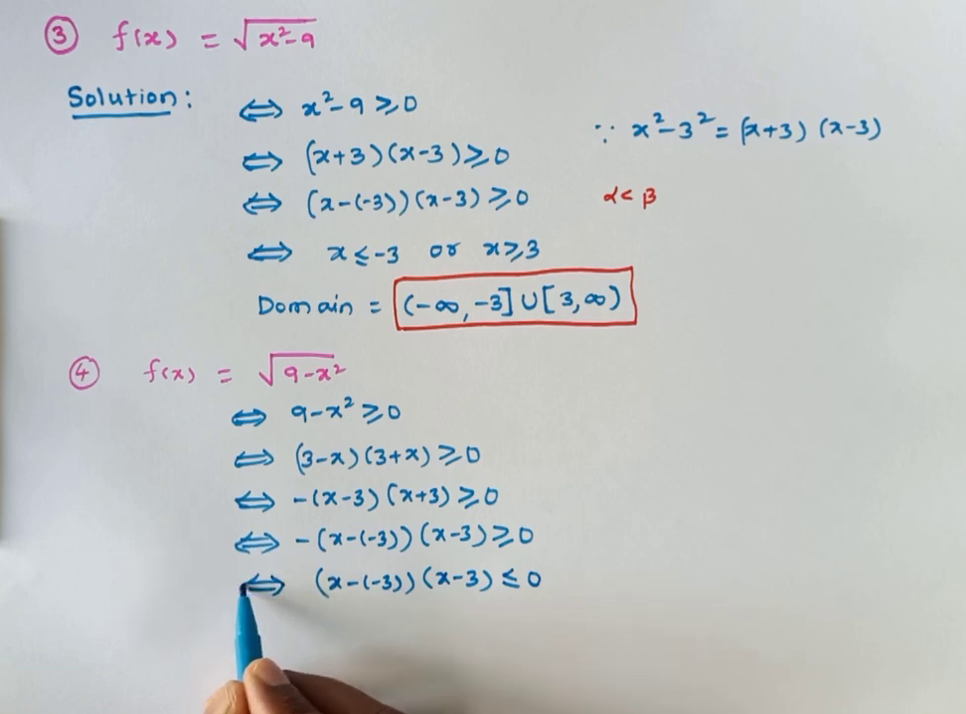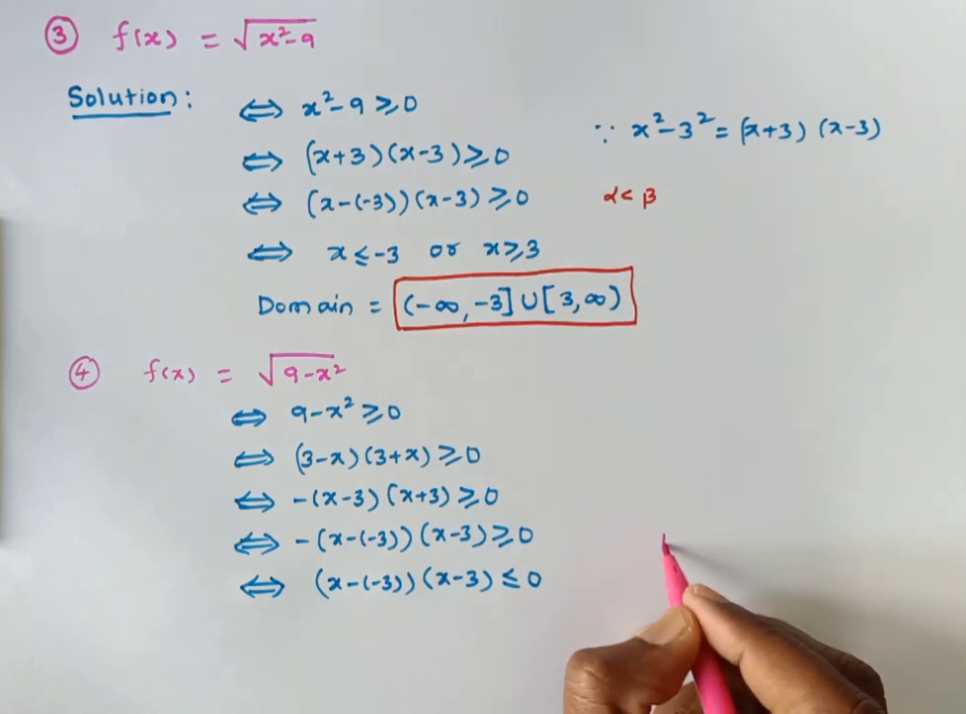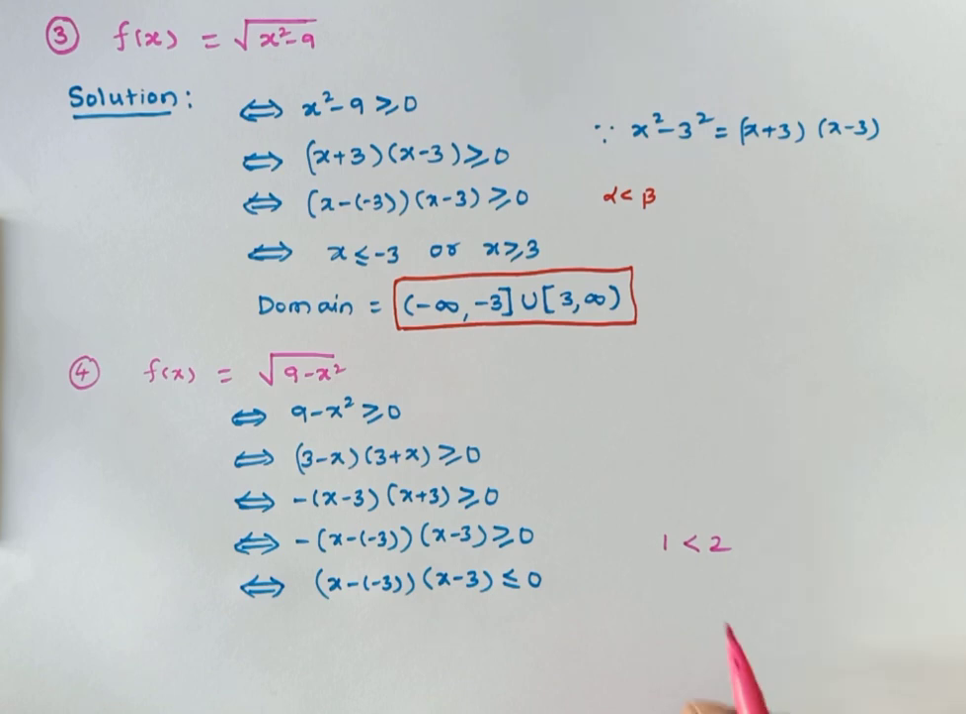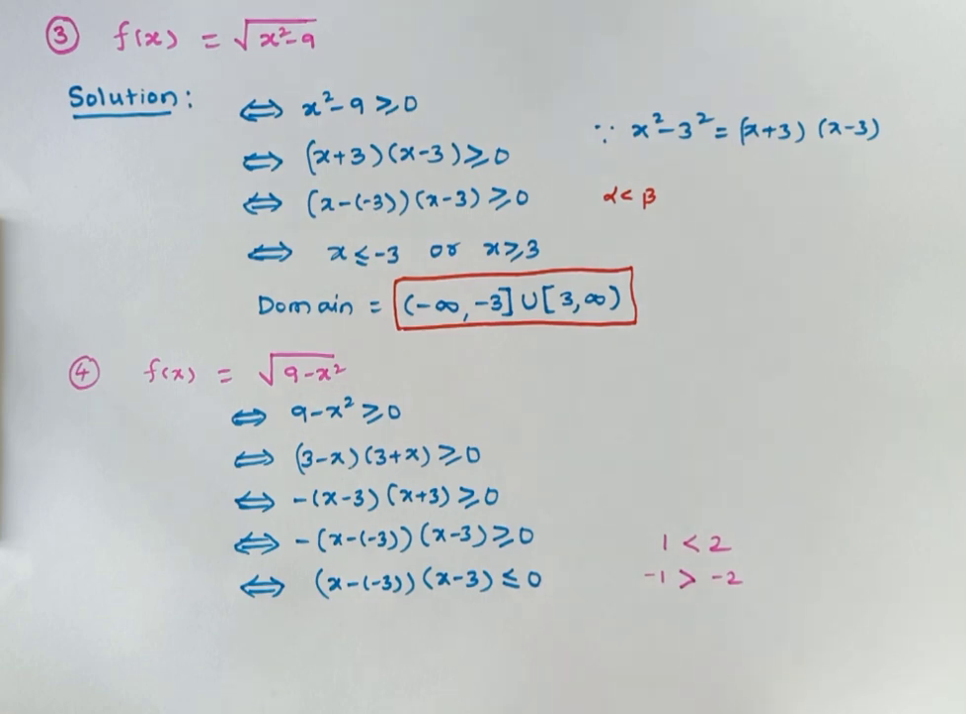When any inequality is multiplied with a negative, there is a change: the inequality will be reversed. For example, we take 1 and 2. The relation between them: 1 is less than 2, right? Now multiply the whole inequality with a negative: it becomes -1 and -2. What is the relation between these two? Now -1 is greater than -2, right? So this is the example. When we multiply an inequality with a negative sign, there is a change in the inequality: greater than or equal to becomes less than or equal to, and less than or equal to becomes greater than or equal to. So remember this.